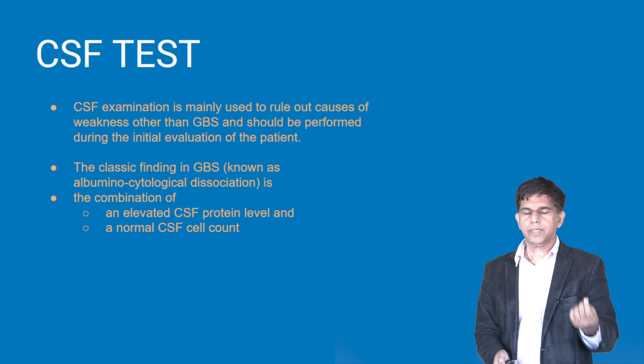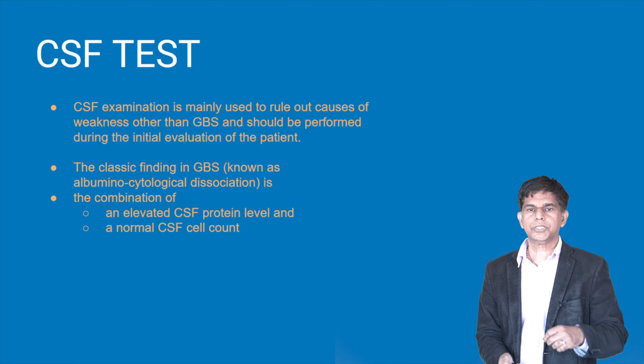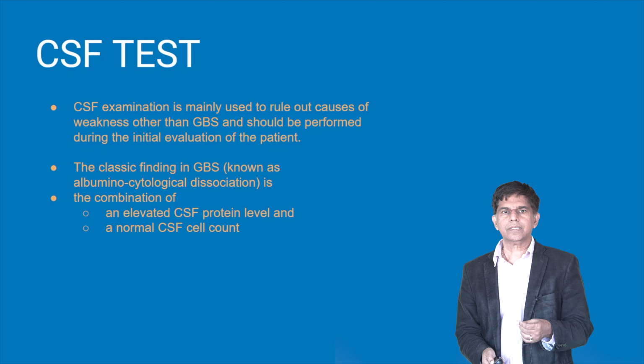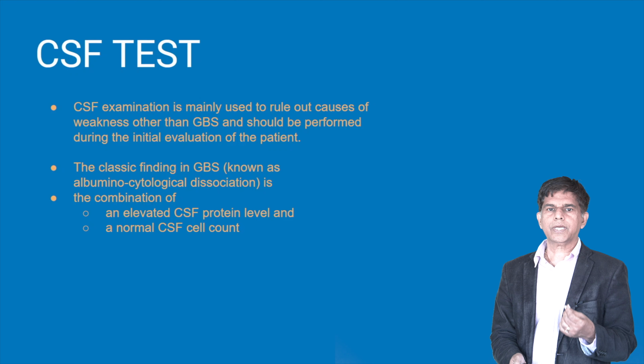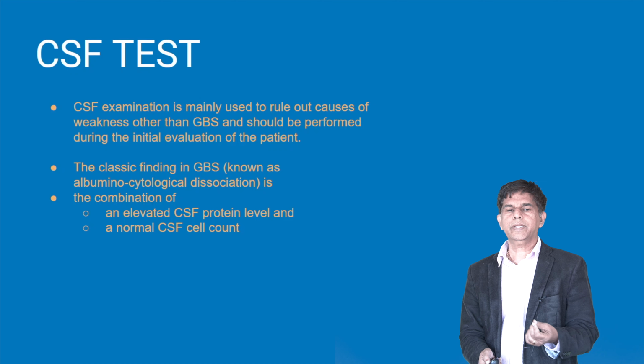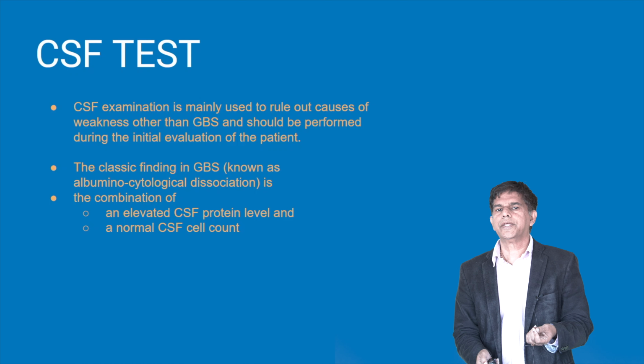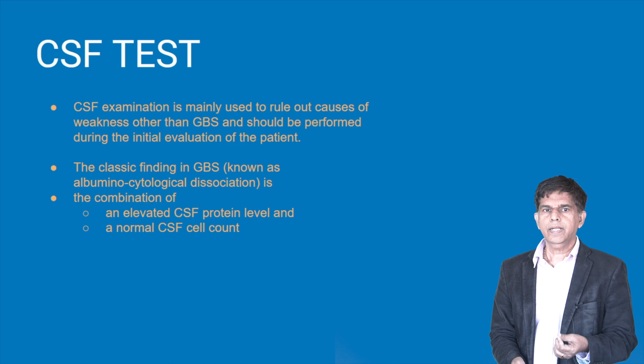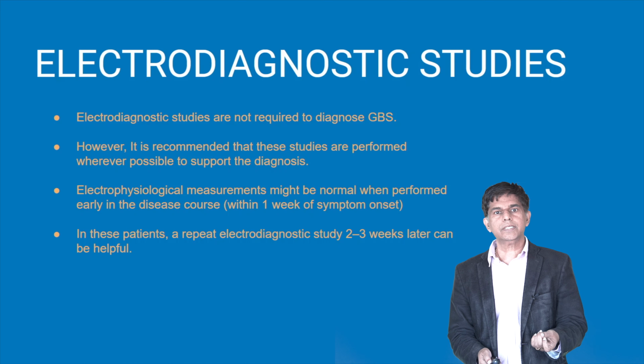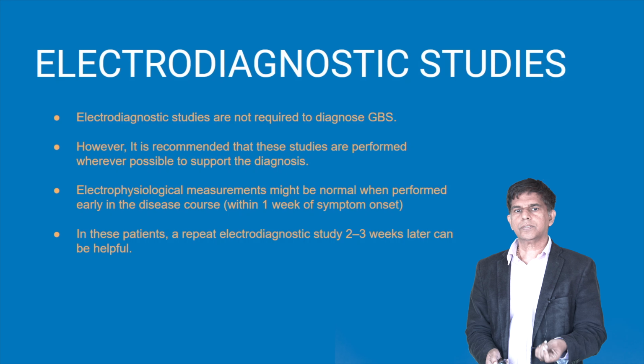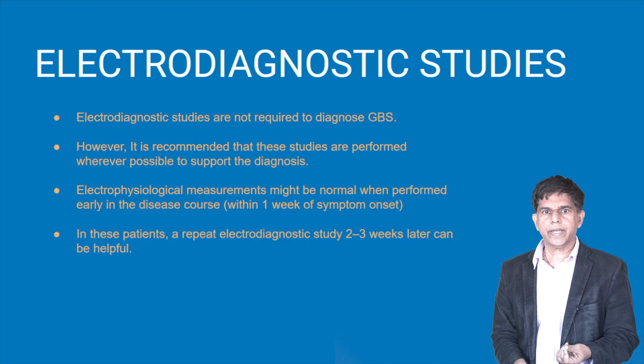Okay. Now, another important test is the CSF analysis. You do a lumbar puncture. You're going to see albuminocytological dissociation, which is a combination of elevated CSF protein level and a normal CSF cell count. Okay, and then electrodiagnostic studies are not required to diagnose GBS, but they are helpful in your diagnosis.